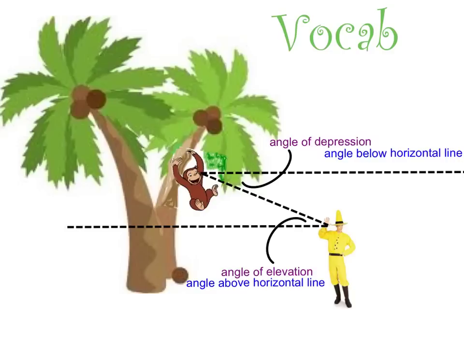So what I've done here is I've made a cute little picture for you with Curious George, and he's swinging in a palm tree. Our two vocabulary words are angle of depression and angle of elevation. The angle of depression is, if Curious George's line of sight is this horizontal line right here, the angle at which he's looking down at the man in the yellow hat. Then you have an angle of elevation, which is if the man in the yellow hat has his line of sight right here, this horizontal line, then the angle at which he is looking up at Curious George. So depression is angle down, elevation is angle up.